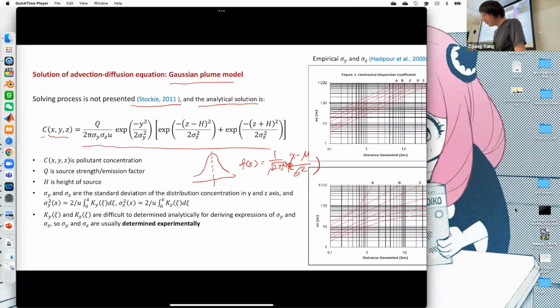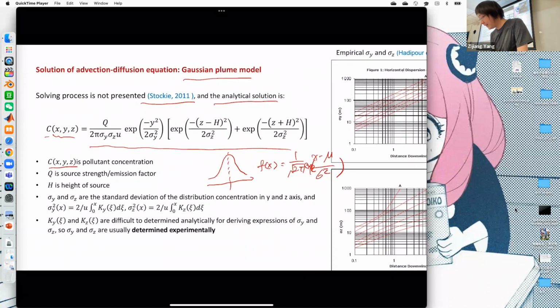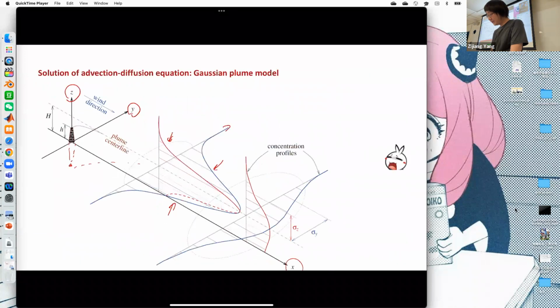In this equation, we can see that C(x, y, z) is the pollutant concentration, which is a function of the position. And Q here refers to the source strength or the emission factor, which reflects how much of the air pollutant is coming from the stack. Based on our assumption, this Q is a constant. And here, H refers to the height of the source.